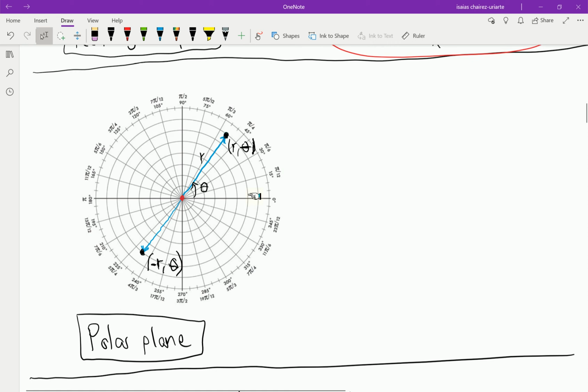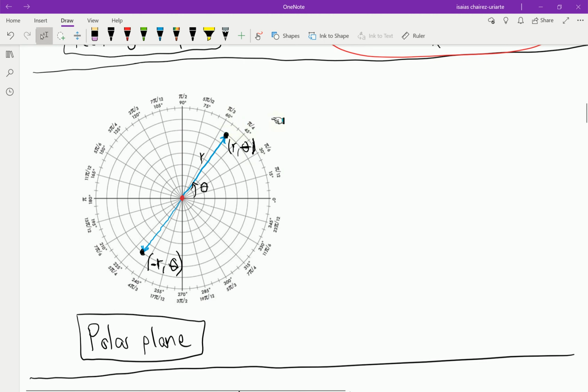Notice here I have a point on the polar plane. It's the point r, theta. Since it happens to lie right on this circle, the radius is 1, 2, 3, 4, 5, 6, 7. So right here my radius is 7, and then some positive angle theta. This angle theta happens to be between 45 and 60 degrees.